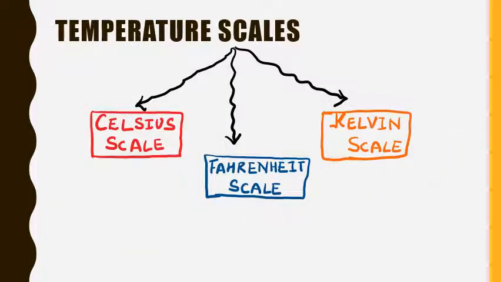Temperature is measured at three different scales. These are Celsius scale, Fahrenheit scale, and Kelvin scale. And how are these three scales different? The melting point of pure ice is taken as the lower fixed point, and the boiling point of pure water is taken as the upper fixed point. And these lower and upper fixed points vary in all the three different scales. So we will study about Celsius scale, Fahrenheit scale, and Kelvin scale in detail.